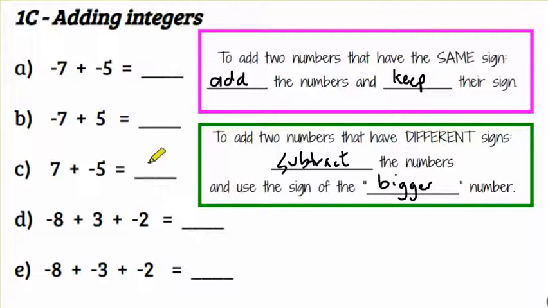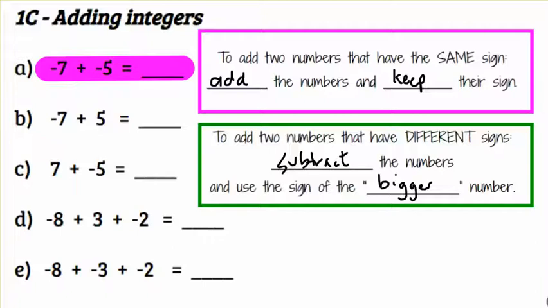Okay, so let's kind of color code some of these, all right? We can look at these first three problems because these three problems all have just two numbers. And let's highlight the ones that match the first rule in pink. So we're looking for two numbers that have the same sign. So out of A and B and C, that would be A. All right, this is a negative and this is also a negative.